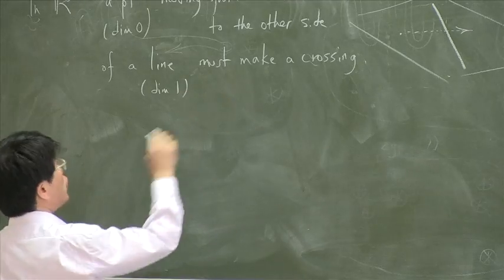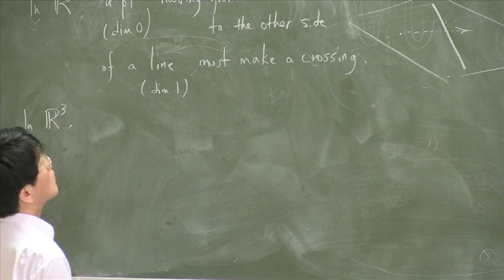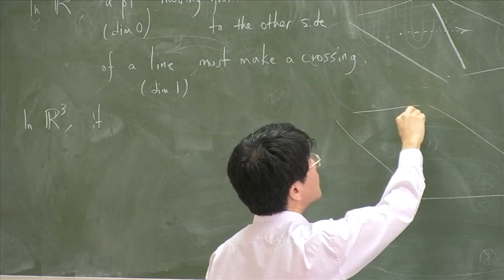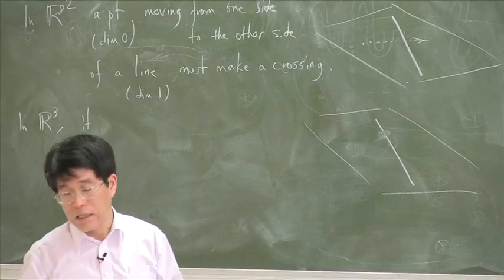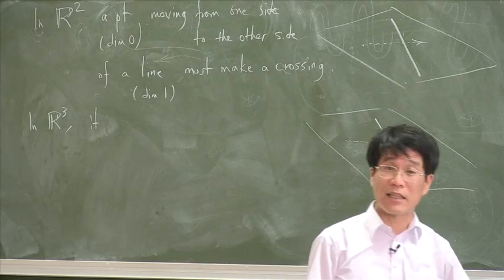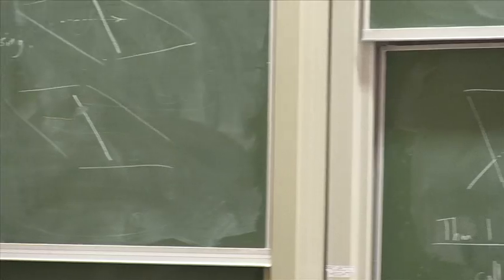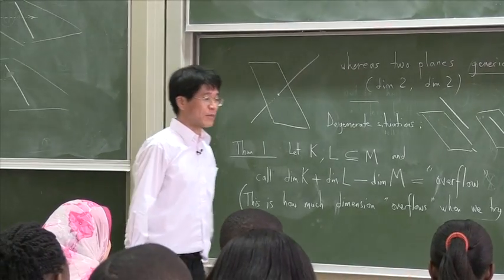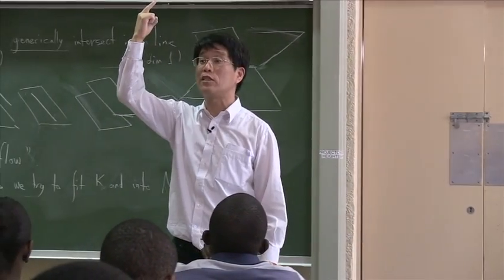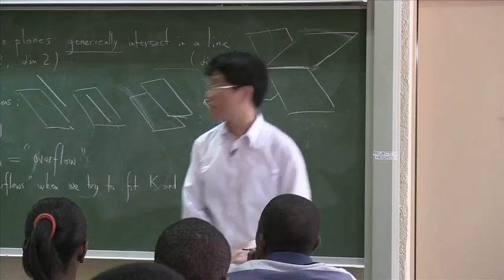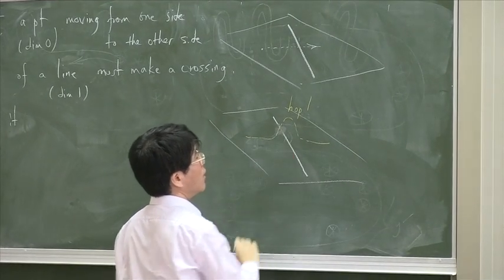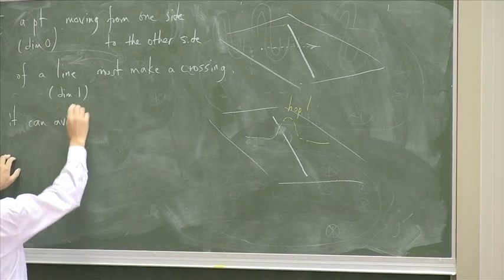Next, if you do the same thing in R3, a point moving from one side to the other side of a line, Tadashi starts going there, but then he sees that the river is coming. And he wants to avoid intersecting the river. What does he do? Exactly. He comes like this, and he goes, whoop. I could jump because there was a third dimension into which to jump. I could escape into this extra dimension. Hop. It can avoid the crossing.